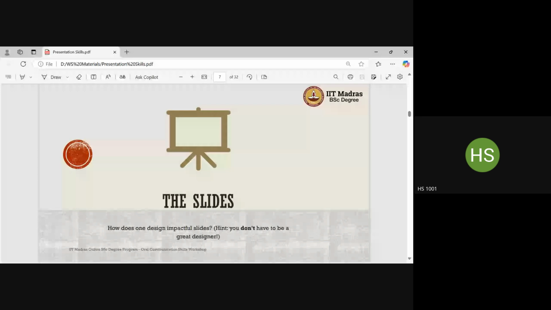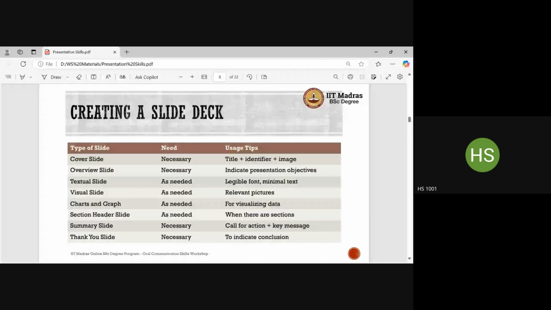Now, going to the slides. How do we make impactful slides? What are the essential elements in a slide deck? You should have a cover slide, which is necessary. You should have an overview slide, which quickly tells the viewer or the listener, in a snapshot, what the important points are that you're going to cover in this presentation.